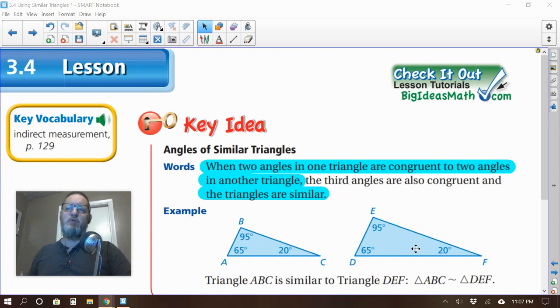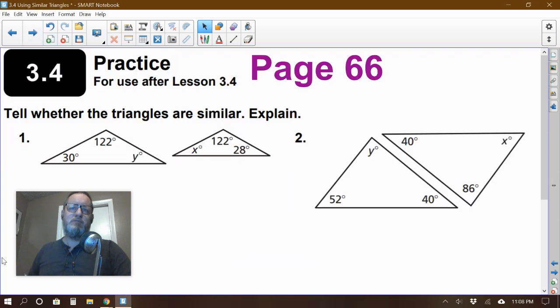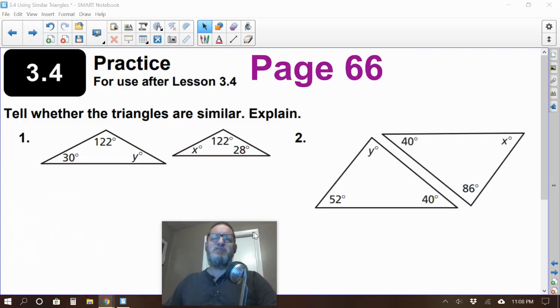And you can see here 20 and 20. So they already had 95 and 65 in common, but guaranteed that third angle is also going to be the same. And here's how we write that similarity. Here's triangle ABC. That's the symbol for similar, similar to triangle DEF. Okay, moving on.